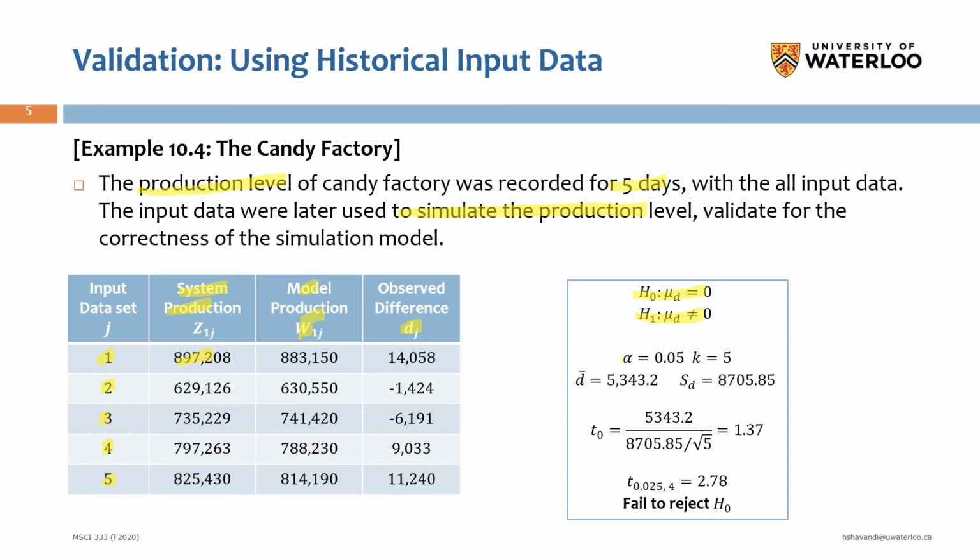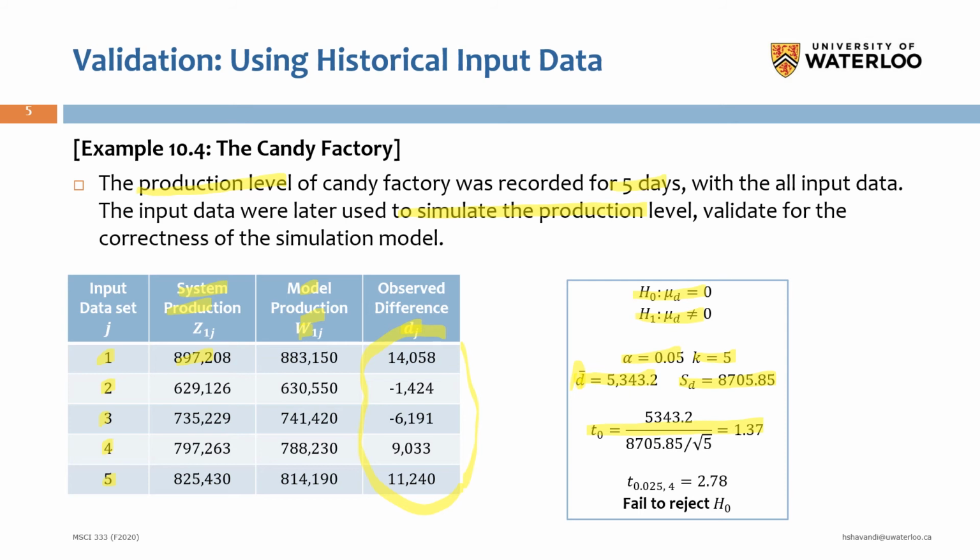So alpha is 5%, and k, the sample size here, is 5. The d bar, the average of these numbers, becomes 5,343.2, and the standard deviation for the sample data is here as well. So the t0 is calculated and the value becomes 1.37.